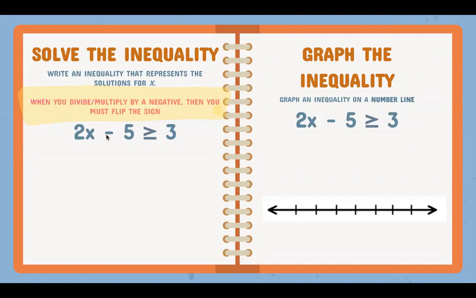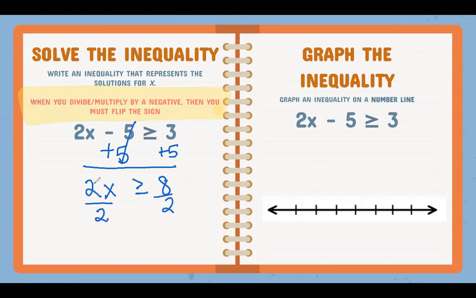So to solve an inequality, one method is to solve it as you see it. I want to get x by itself just as if it was an equation. So I'm going to add 5, and I have 2x is greater than or equal to 8. I'm then going to divide both sides by 2, and I get x is greater than or equal to 4.